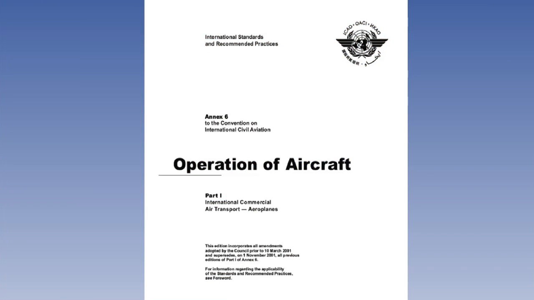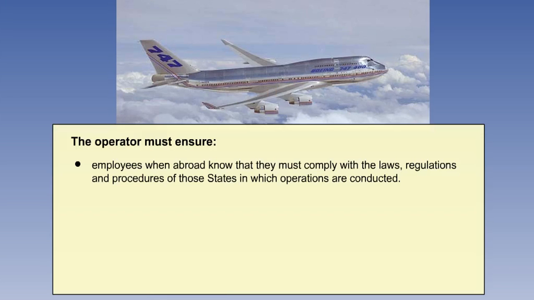Now let's deal with some of the details of Annex 6, starting with compliance, then control, safety, maintenance release, and finally, flight displays. Firstly, compliance. The operator has several responsibilities here.